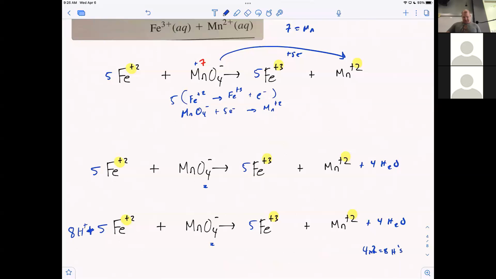So now you can see everything is accounted for. 5 electrons are being generated, 5 electrons are being consumed. There are 8 hydrogens on the left, 8 hydrogens on the right. There are 4 oxygens on the left and 4 oxygens on the right from the waters. And it's done.